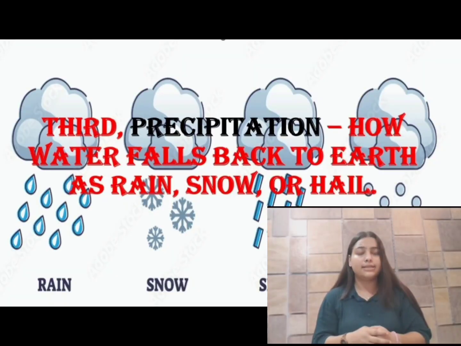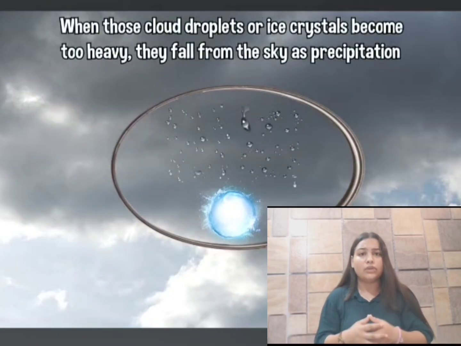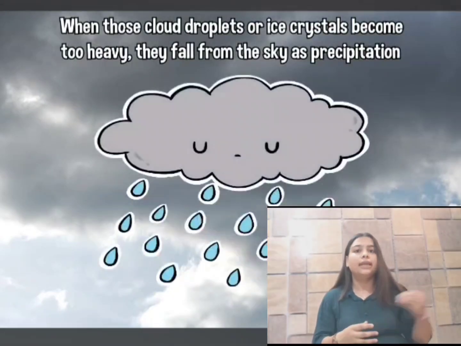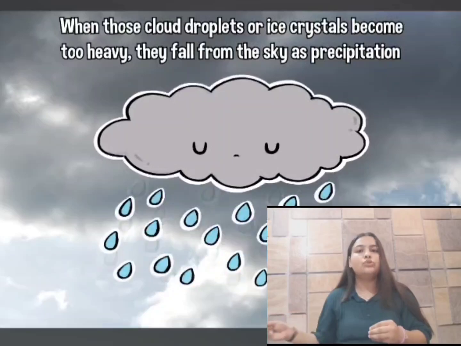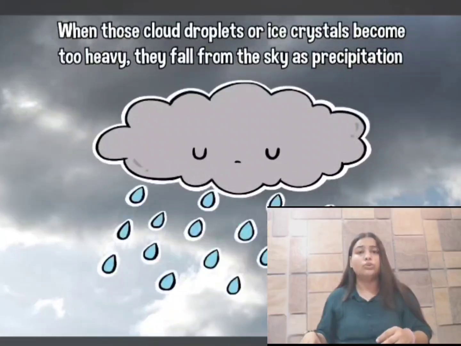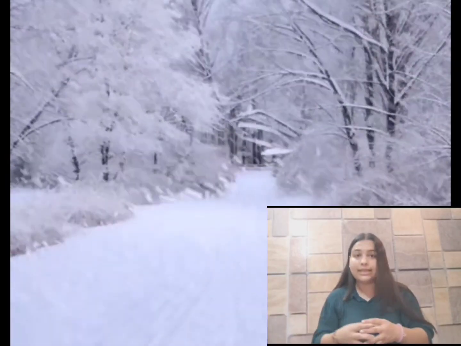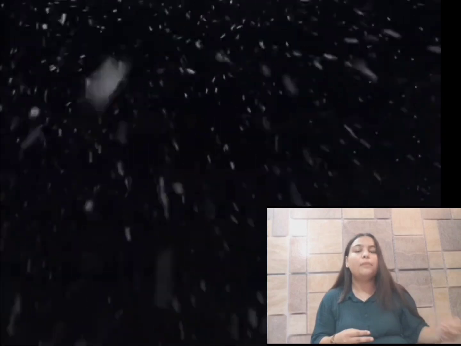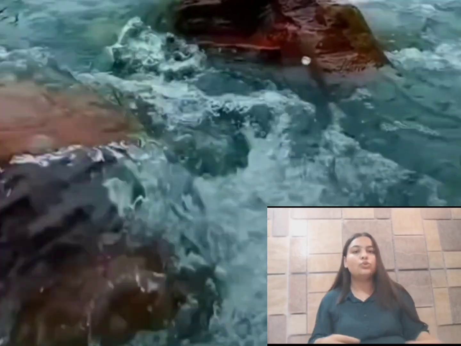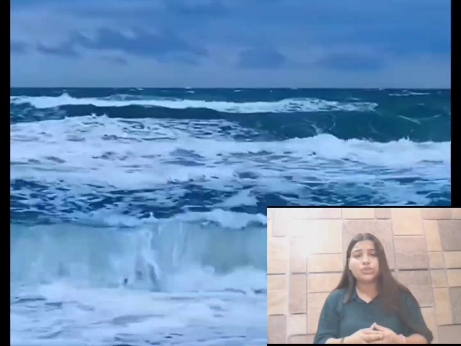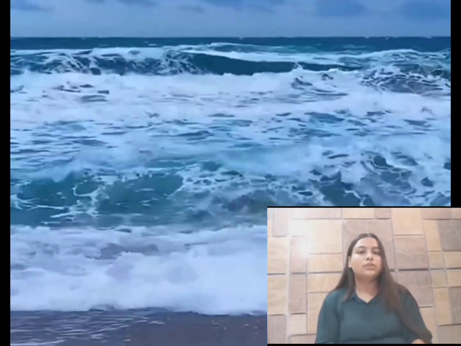The third stage is precipitation. When clouds become too heavy with water droplets, they release water back to the earth. This comes down as rain, snow, sleet or hail depending upon the temperature. Precipitation is the natural way of giving water back to rivers, lakes, oceans and even directly to the soil.